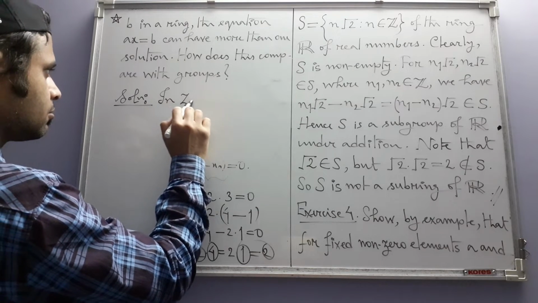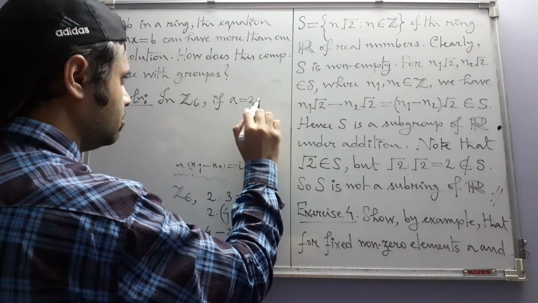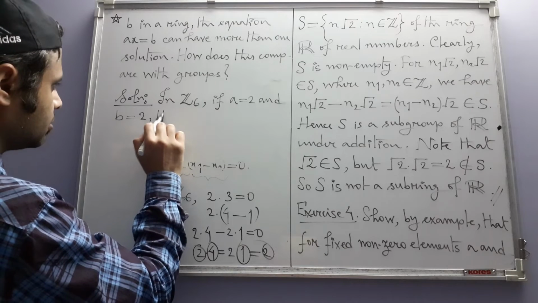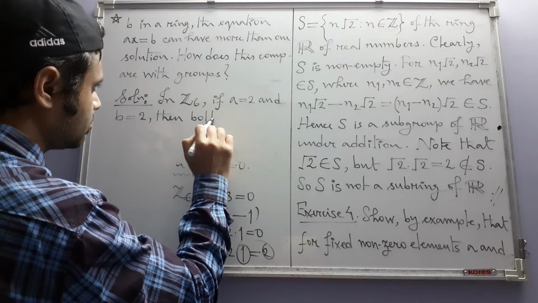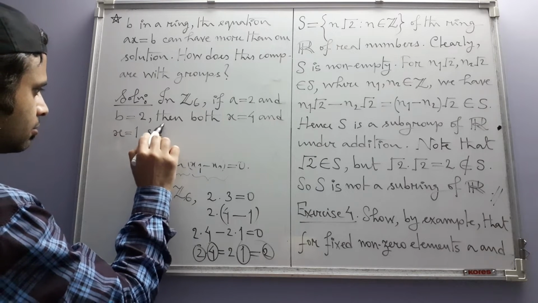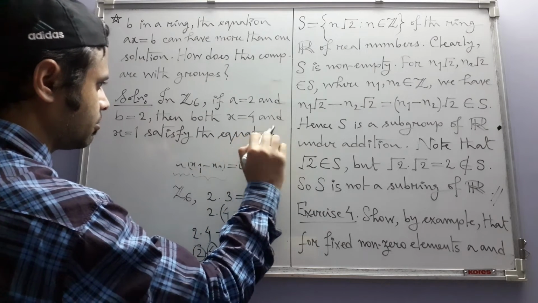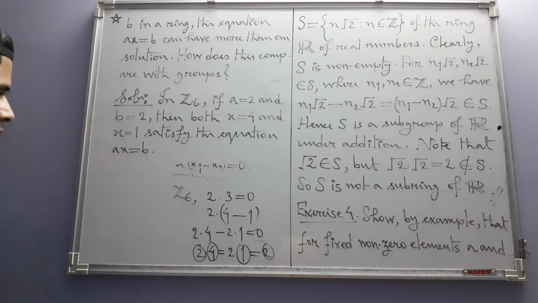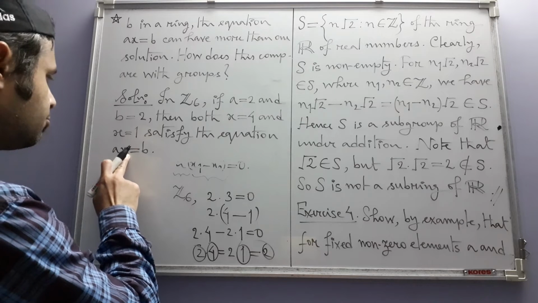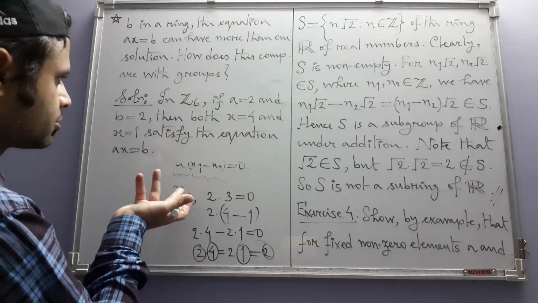In Z6, if A is equal to 2 and B is also equal to 2, then both x equal to 4 and x equal to 1 satisfy the equation Ax equal to B. Let me see once more, does it actually make sense? 2 times 4 is 2, because that is 8, 8 modulo 6 is 2, and then 2 times 1 of course is 2. Yes.